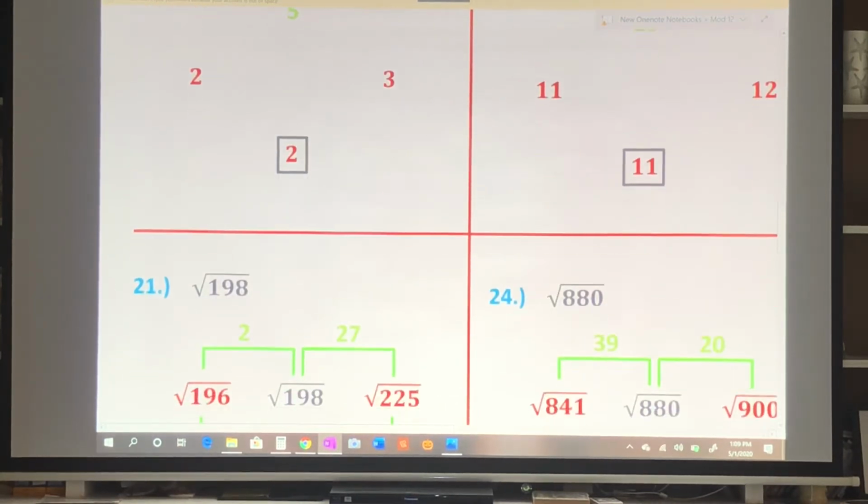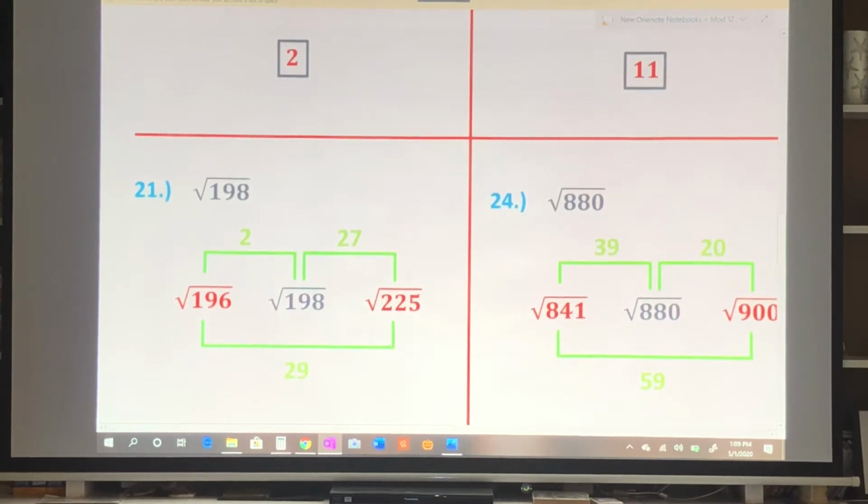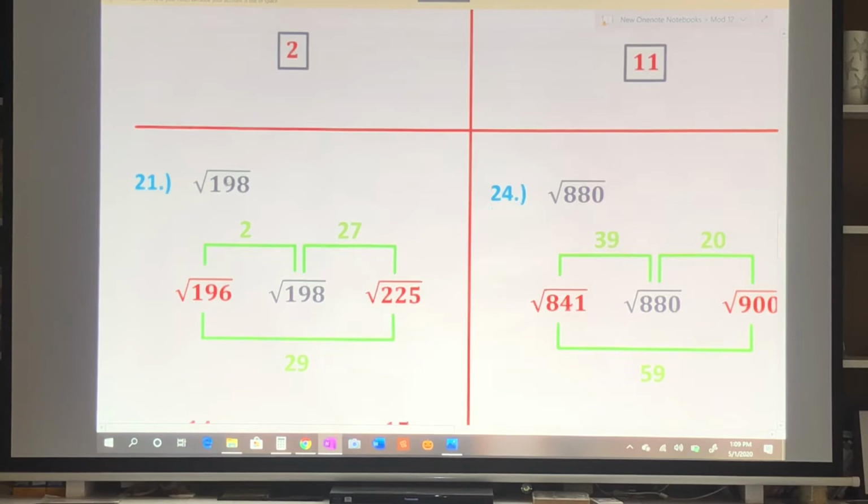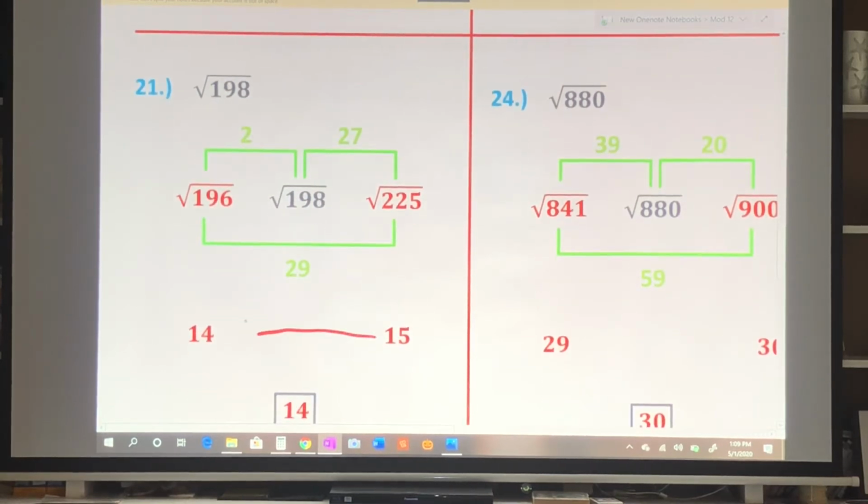Let's try number 21. 198 is close to, the one that pops into my head is 225, which is 15. The previous number is 14, and if I squared that, it's 196. Which one's it closer to? Well, from 196 to 198 is plus 2. From 198 to 225 is 27. I think it's closer to 196, which is 14.